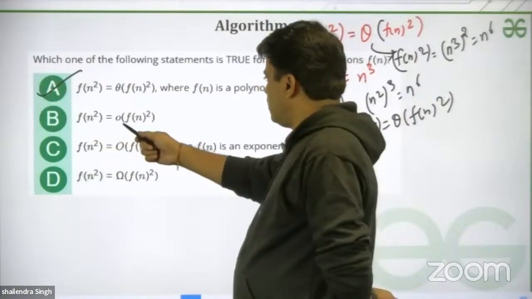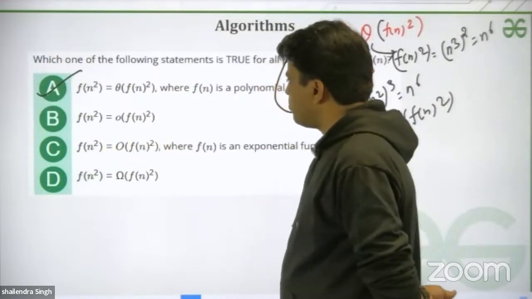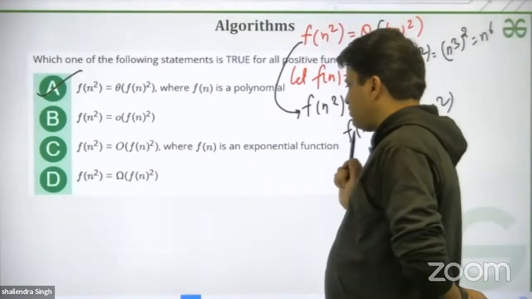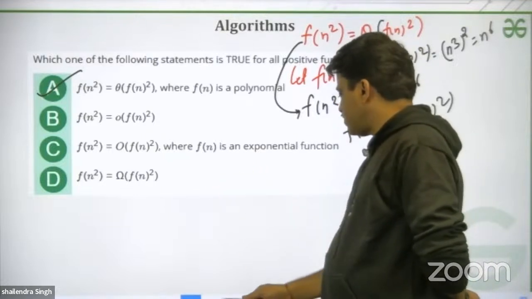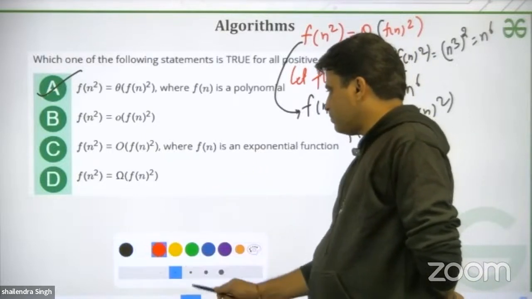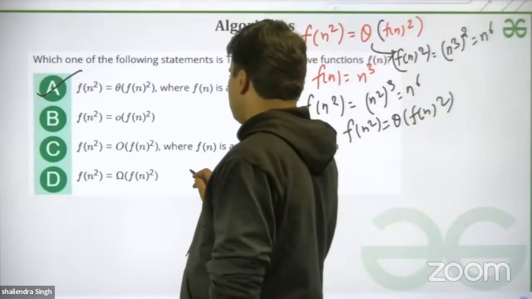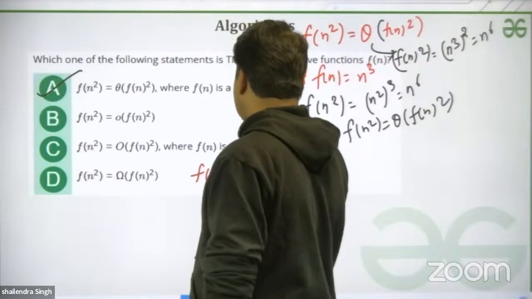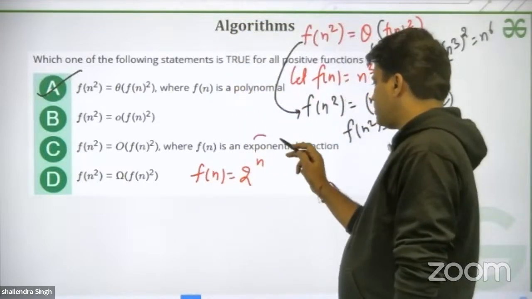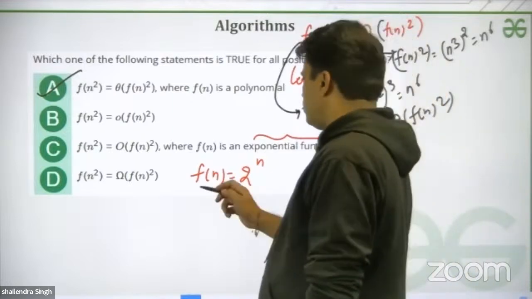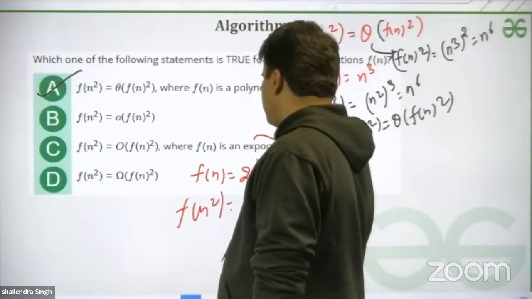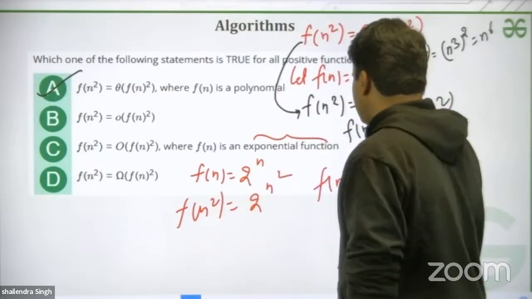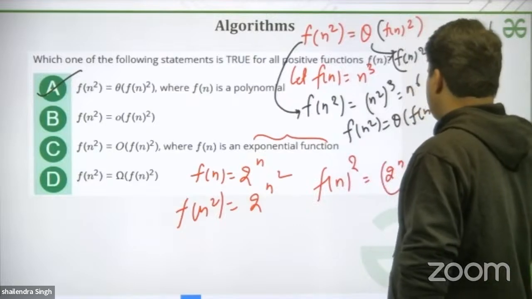Let's first look at the C part, where f(n) is an exponential function. So let f(n) equal 2 to the power n. Then f(n²) equals 2 to the power n², and (f(n))² equals 2 to the power n, whole squared, which means 2 to the power 2n.